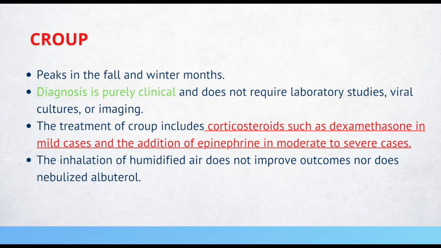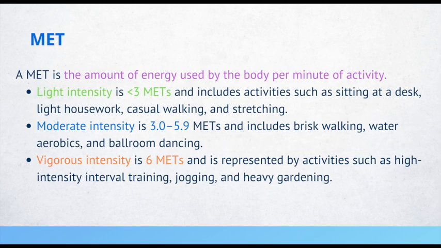MET is the amount of energy used by the body per minute of activity. Light intensity is less than 3 METs and includes activities such as sitting at a desk, light housework, casual walking, and stretching. Moderate intensity is 3 to 5.9 METs and includes brisk walking, water aerobics, and ballroom dancing. Vigorous intensity is 6 METs or more and is represented by activities such as high-intensity interval training, jogging, and heavy gardening.